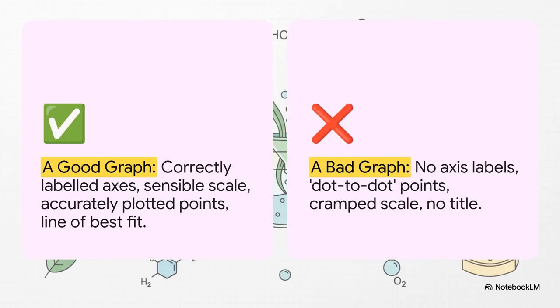Simple as that. Now, when it comes to plotting this data on a graph, presentation is everything. On the left, you've got a perfect example. The axes are clearly labeled with units, the scale uses up most of the paper, the points are plotted accurately, and there's a lovely smooth curve of best fit. But on the right, it's a disaster. No labels, a cramped scale, and worst of all, they've joined the dots. Never, ever join the dots. This stuff is where easy marks are won or lost.